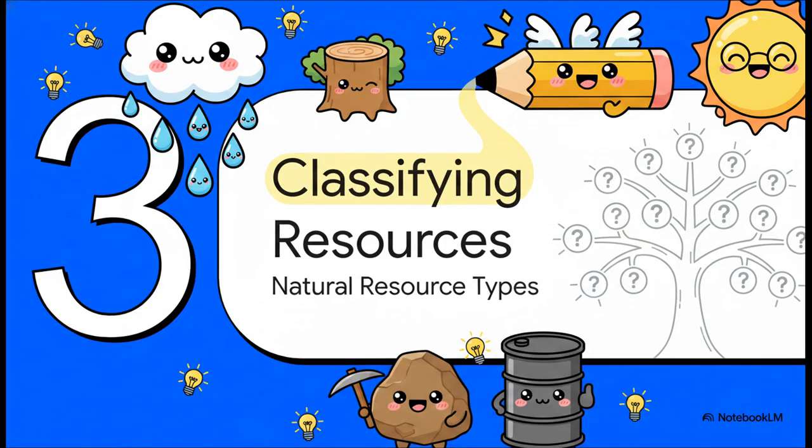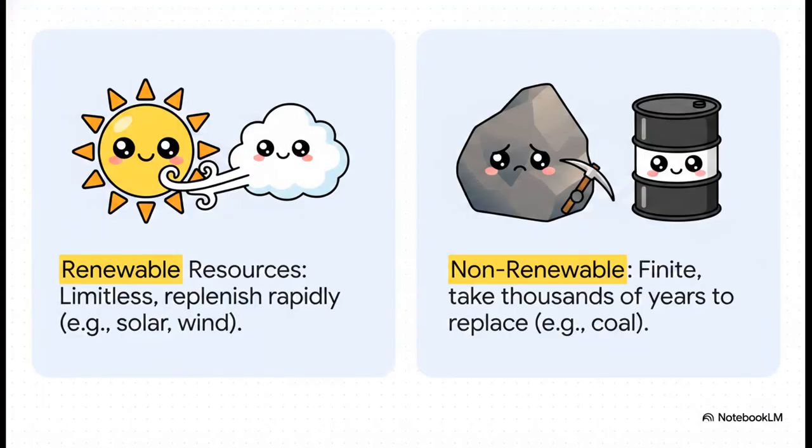All right, let's level up. Section 3, Classifying Natural Resources. This is where exam questions love to hide, so listen up. First, we classify by renewability. Renewable resources are things that replenish super rapidly. Solar and wind energy, they're essentially limitless. Non-renewable resources, on the flip side, have a strict, finite supply. Stuff like coal, natural gas, and petroleum take literally thousands of years to replace once we've used them up.